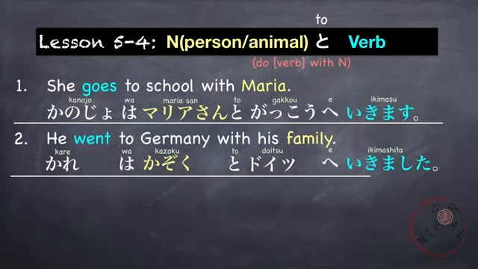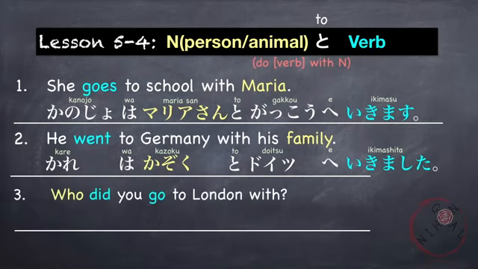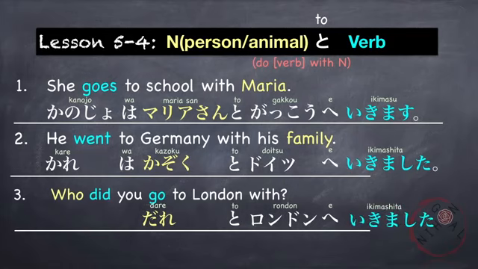Now to ask, who did you go to a place with? Or in this example, who did you go to London with? Who is dare, followed by to. With who? Dare to. And then the place, London e. And lastly, the verb did go, ikimashita, and then the question marker, ka. Dare to London e ikimashita ka?